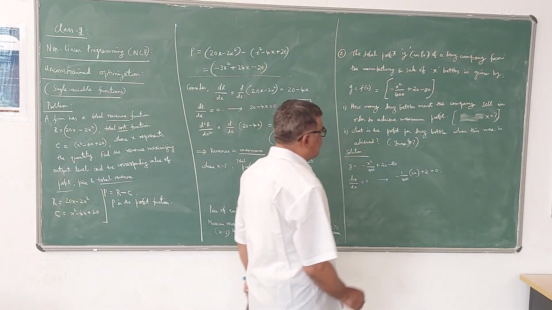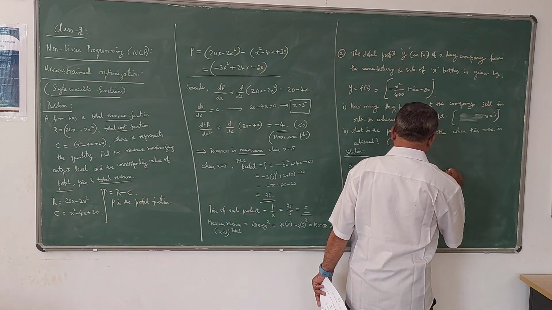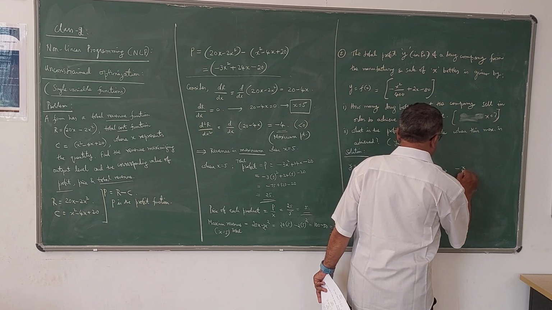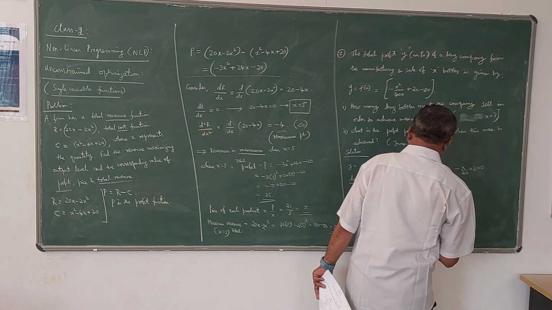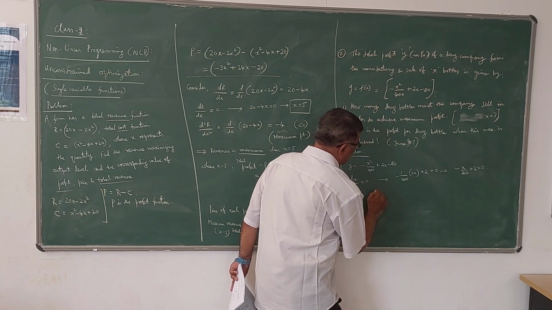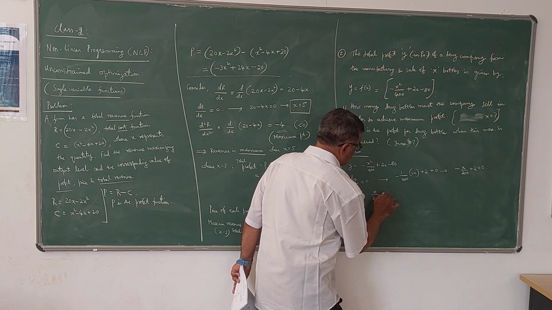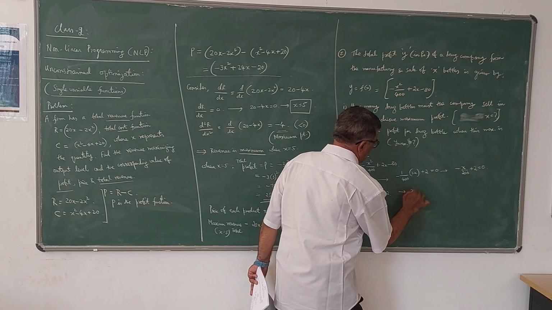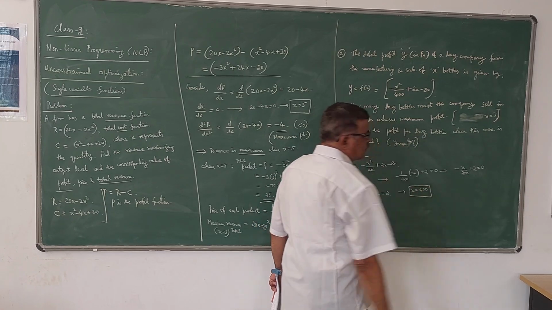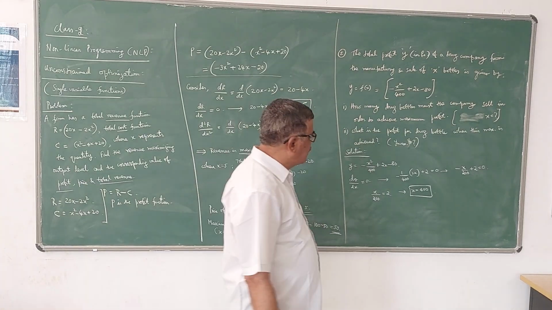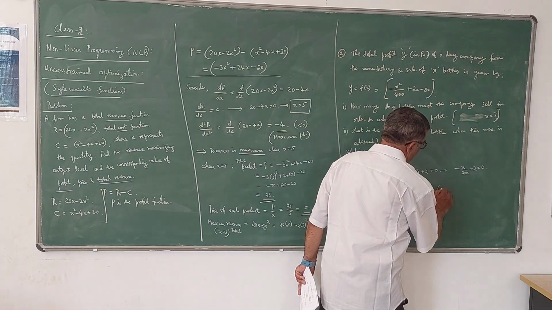So if you simplify this, what is the value of x you are going to get? Minus x by 200 plus 2 is equal to 0, or x by 200 is equal to 2, x is equal to 400. So number of bottles is 400.